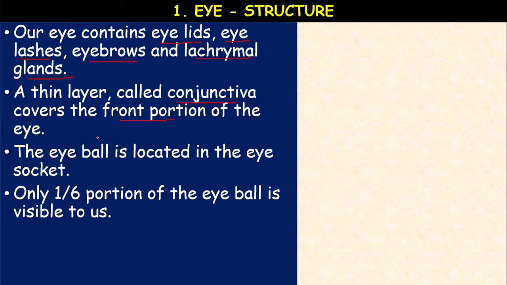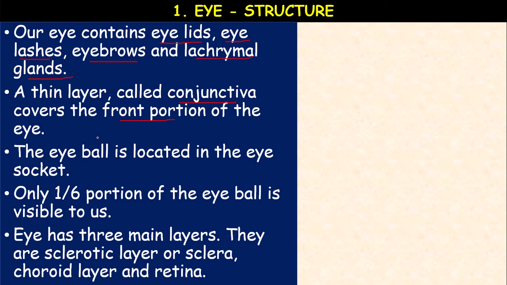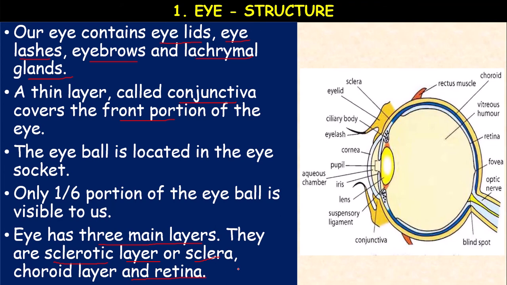Only 1/6 of the eyeball is visible to us. Internally, the eye has 3 main layers. What are they? The sclerotic layer, or sclera, then the choroid layer, and the innermost layer, that is the retina.